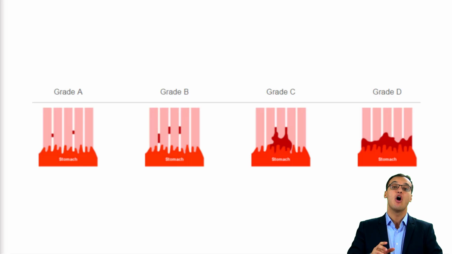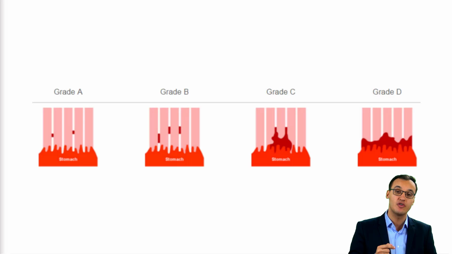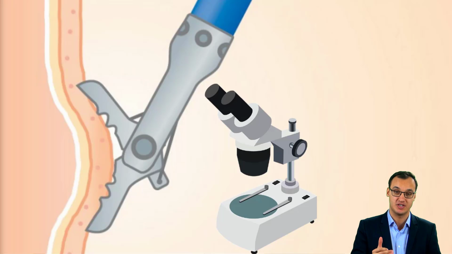Grade C and D are affecting more mucosal folds, and the only difference is that grade C is less than 75% of the circumference, whereas grade D is more than 75% of the circumference. And if we suspect that the reflux has caused an adenocarcinoma, we need to take a biopsy of the esophageal wall with the help of an endoscope.